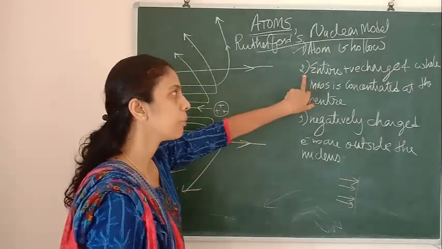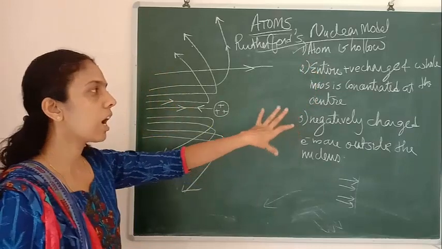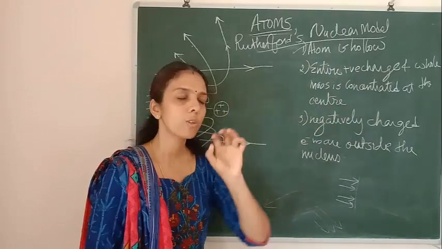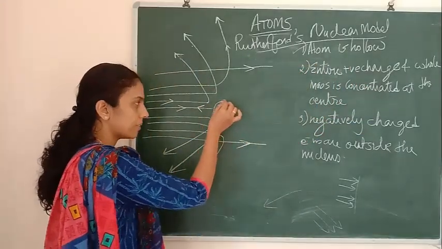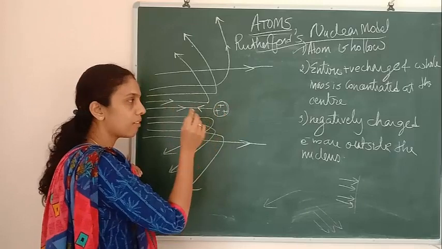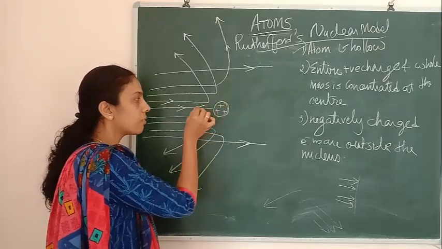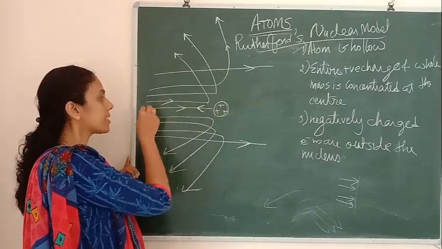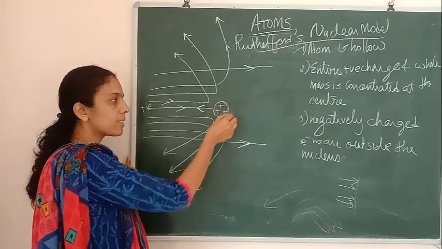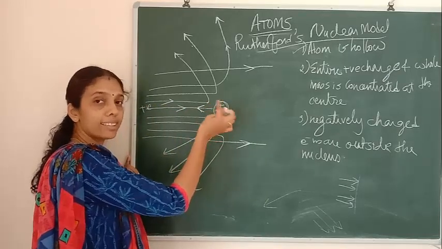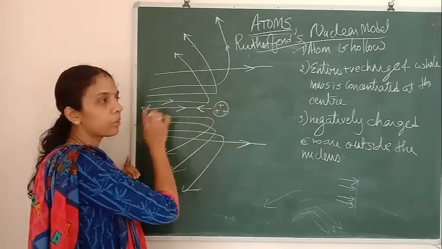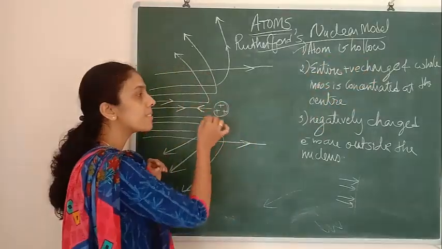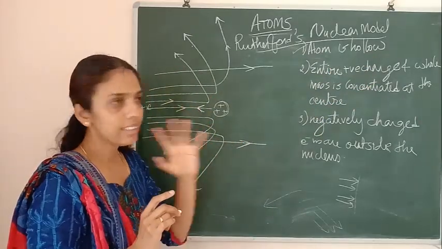Okay, and his second point is that the entire positive charge and whole mass is concentrated at the center. Most of the positive charge is at the center. While we are considering this alpha particle scattering, some of the alpha particles are getting reflected back. Alpha particles have positive charge and this nucleus also has positive charge, and that will be helping it to reflect back. So the entire positive charge and the whole mass is concentrated at the center, like that he assumed.